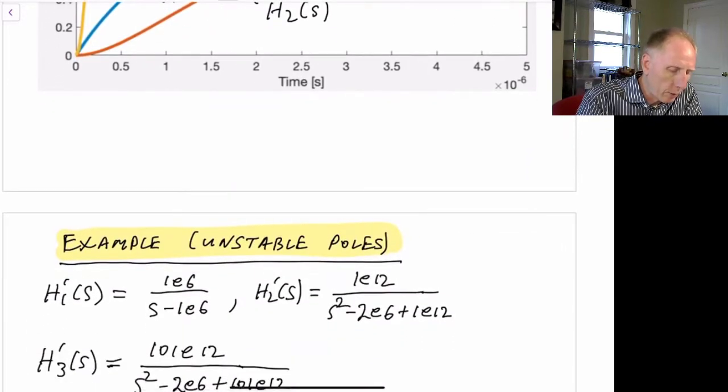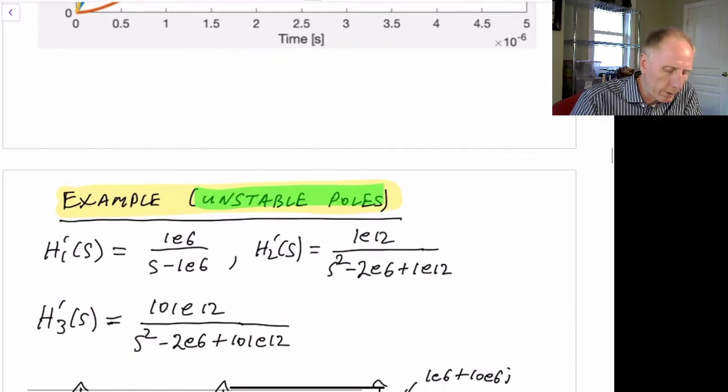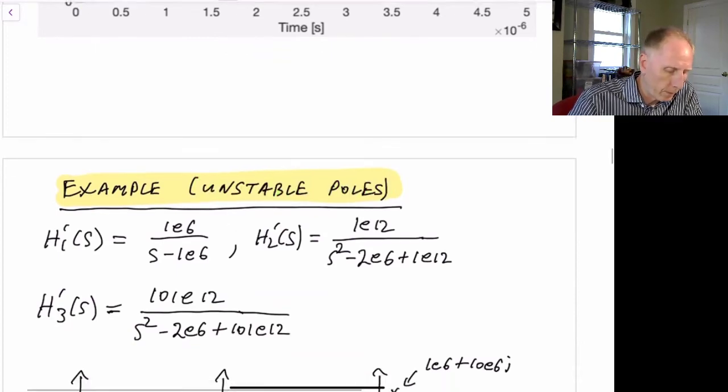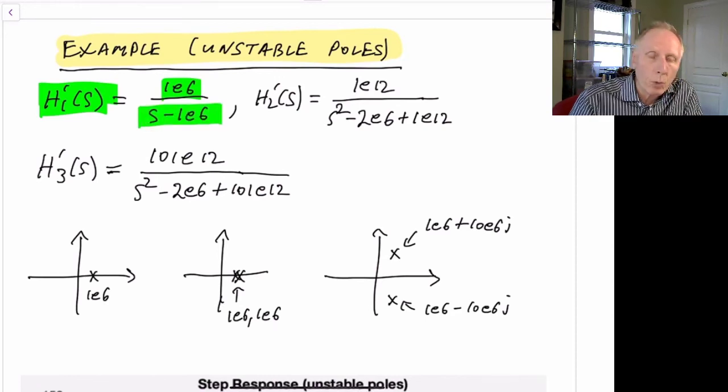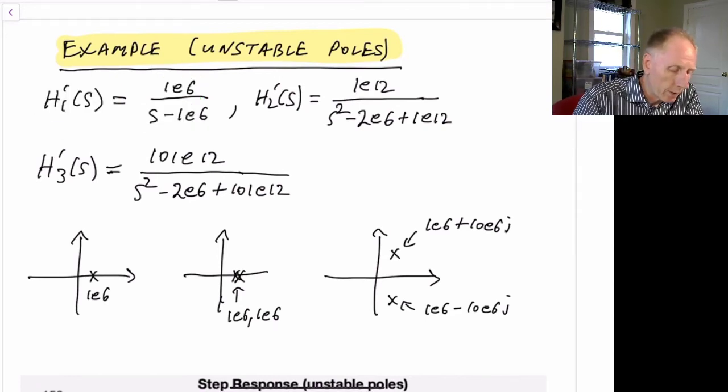Now, let's do a similar example, but we'll have unstable poles now. So in this case, H1 prime will be 1e to the 6th, but times S minus 1e to the 6th. So the difference is we have a minus sign here, whereas in the first case we had a plus sign in just H1 of S, the previous case. Similarly for H2, we have changed this to be a minus sign. So this makes our poles in the right half plane. And similarly for H3, we have a minus sign over here.